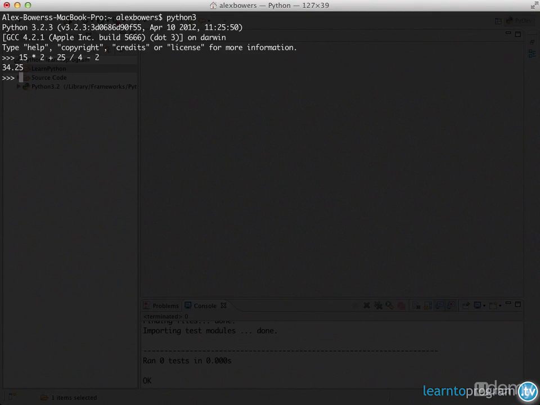Now the answer for this is 34.25, and the reason for that is that 15 times 2 gets evaluated first, 25 divided by 4 gets evaluated as well, then that entire thing is added together and then 2 is subtracted from it. And the reason for that is that the brackets are, well, essentially invisible, because the rest of BODMAS states that order is next, which is exponential powers, but there aren't any of them, so it ignores that.